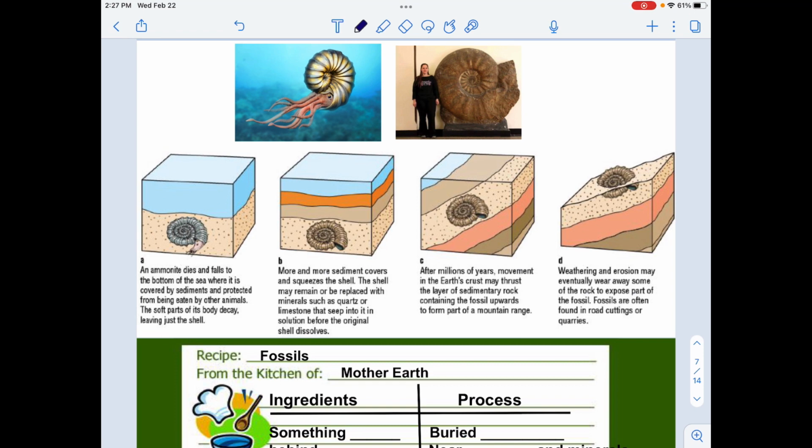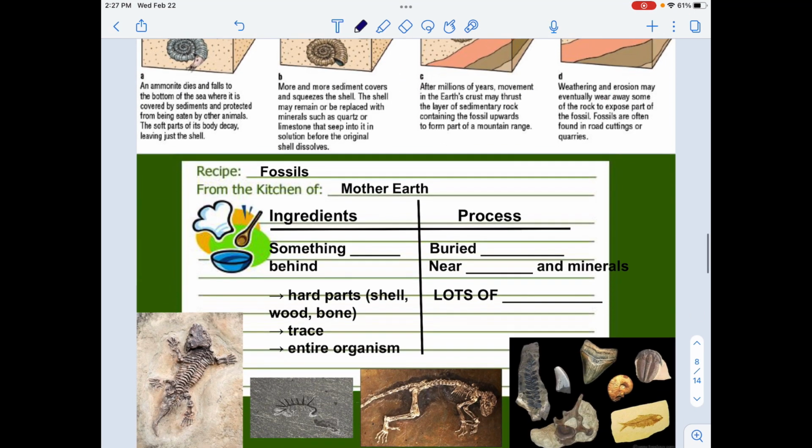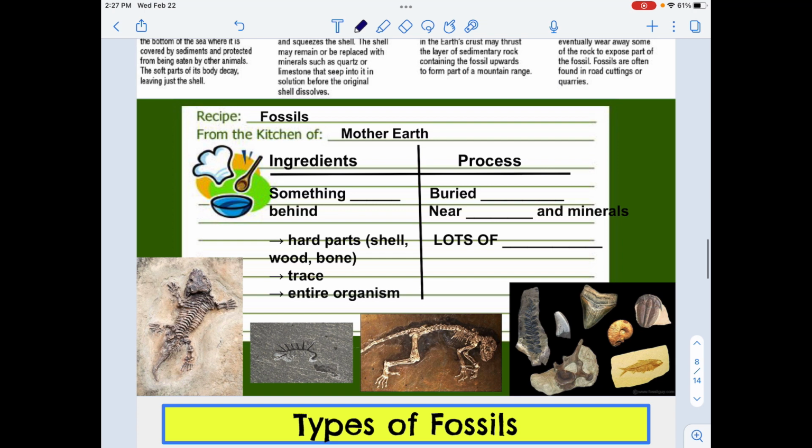So let's check out the recipe for a fossil, right? You're going to fill in some things here with me. So something, first of all, must be left behind, right? There must have been some living thing that left part of its hard parts, its body, its shell, its bone behind, or a trace fossil.